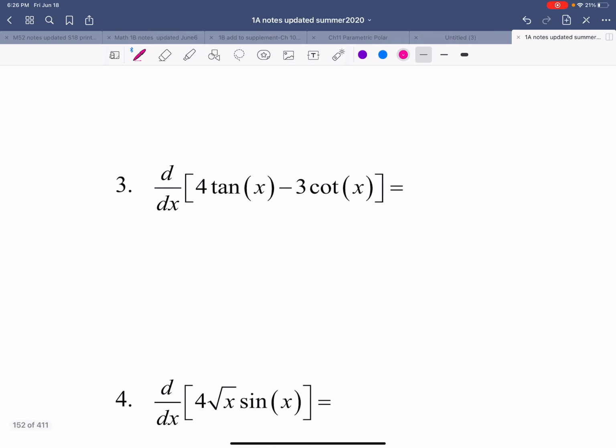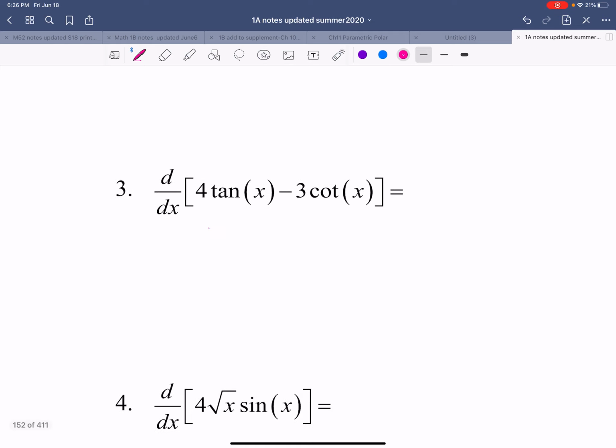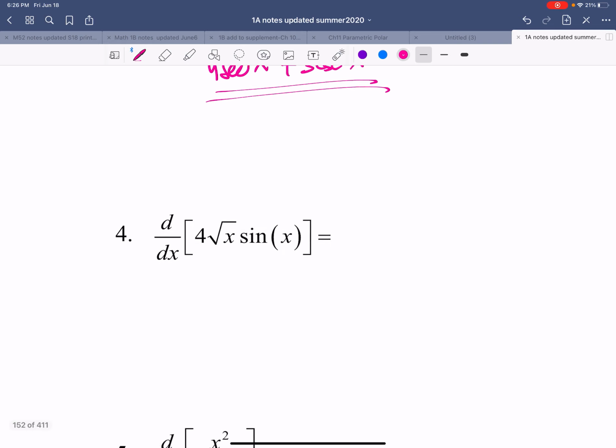4 tangent x minus 3 cotangent x. Derivative of tangent x is secant squared x, and derivative of cotangent x is negative cosecant squared x. So 4 secant squared x plus 3 cosecant squared x. The negative and negative becomes positive.